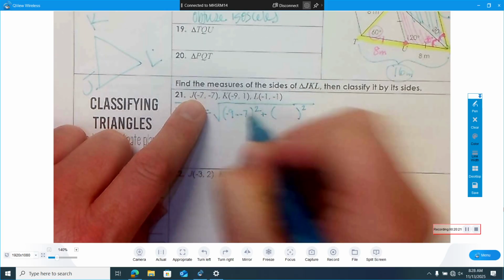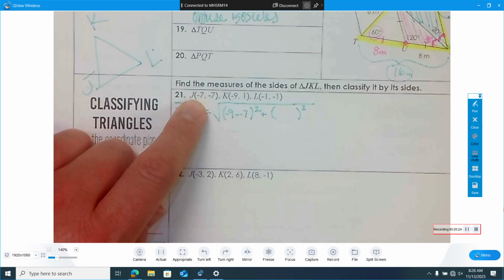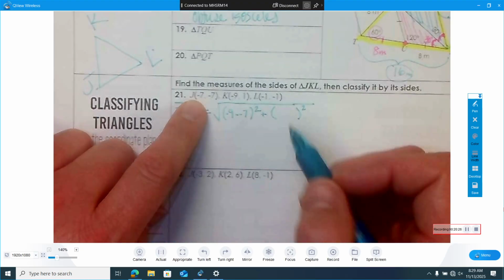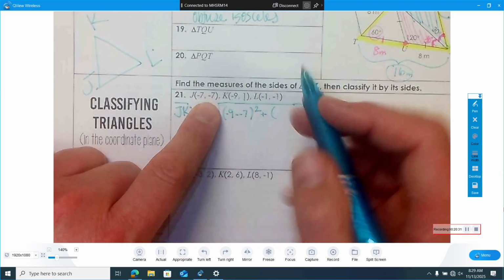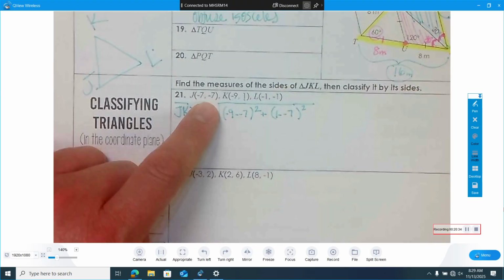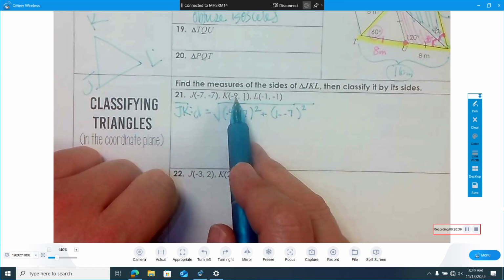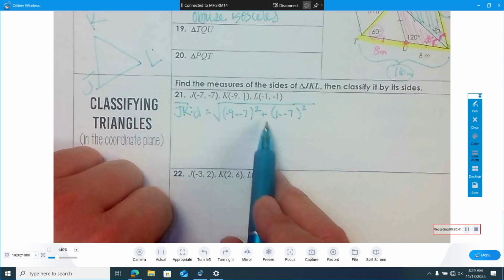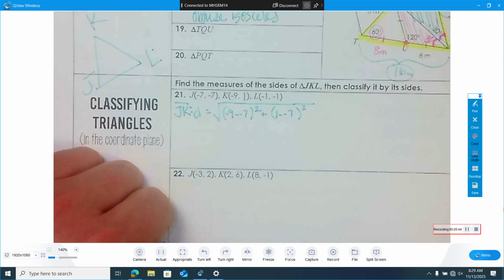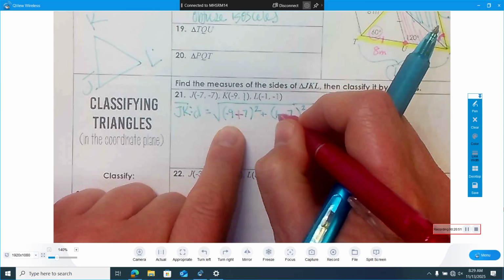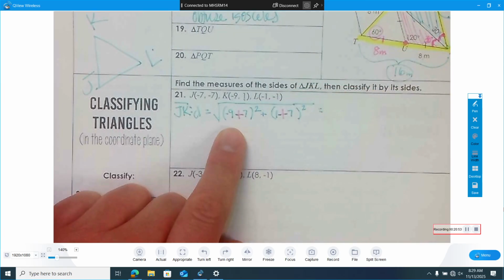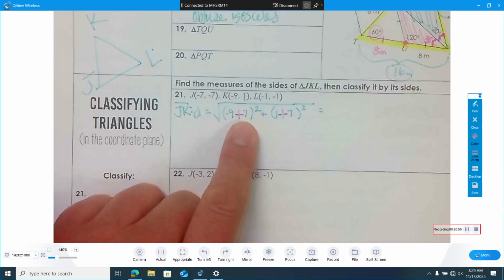So that's going to be -9 minus a -7. And I want to take my y values. So my y coordinates, 1 minus the -7. All right, x2 minus x1 quantity squared plus y2 minus y1 quantity squared. All right, let's see what we got here. Minus a negative is really a giant positive, so I'm just going to change those double negatives to pluses. All right, what is -9 plus 7?